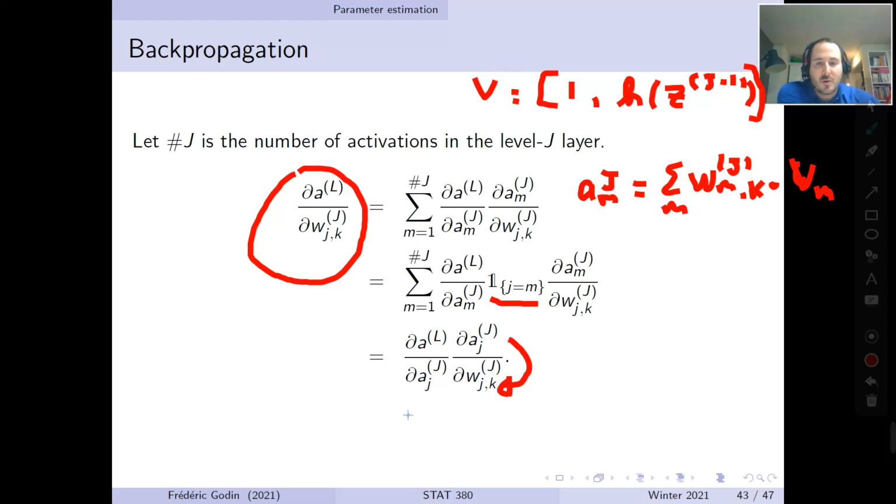So what we need to do here is to come up with a value for these two parts. We're going to see that the second part is easier to obtain, but for the first part we need to come up with a bit more calculations.